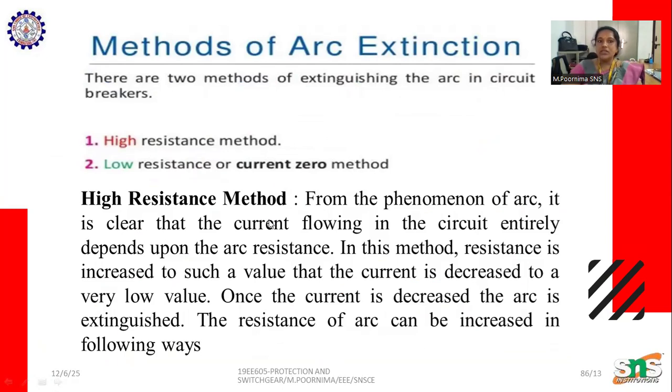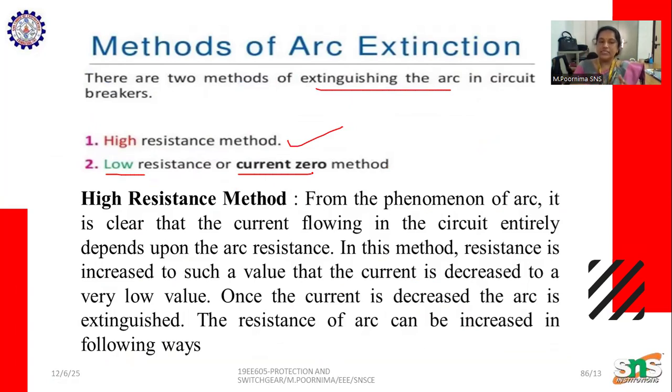Here come the methods of arc extinction. We have two main methods to extinguish the arc in the circuit breaker. One is the high resistance method, and the next one is the low resistance or current zero method.